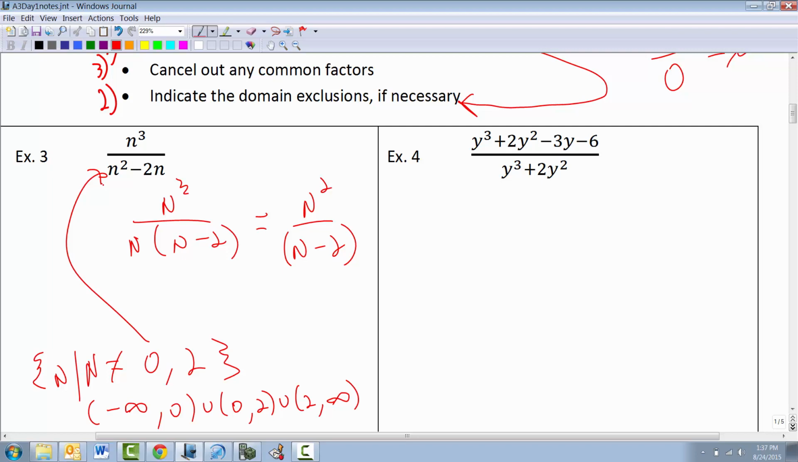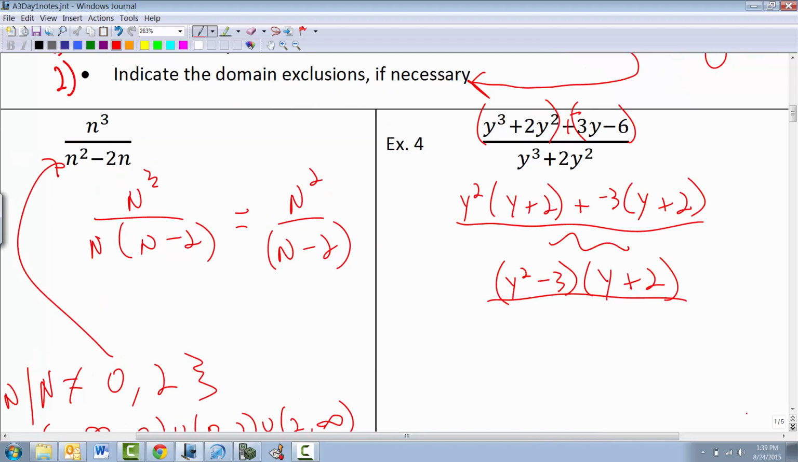So that makes 0 plugged in for n still a naughty value. So you always do domain before you cancel. That's why I label that as step 2, before you cancel stuff. All right? So we factor by grouping, and group 6 is finishing it off. Go ahead, group 5. So you pull out a y squared, and you have y plus 2.